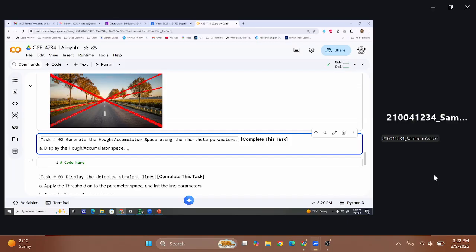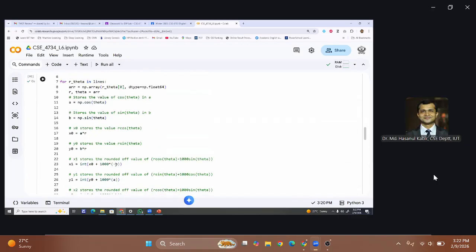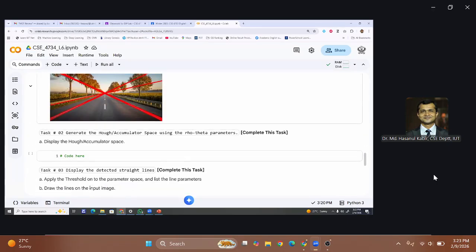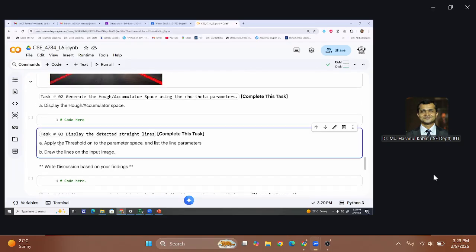Is it clear? Yes, sir. So basically what I have done here is use the built-in library to do the voting, to do the thresholding, and give us the set of coefficients that fulfill at least 150 votes. So this Hough transform algorithm, you have to implement yourself. At the same time, you have to display the Hough space. And once you implement the Hough space, what next do you have to do? You have to apply a thresholding on the parameter space. That means from the Hough space, you'll get the list of parameters which exceed this particular threshold value, whatever threshold value you set.